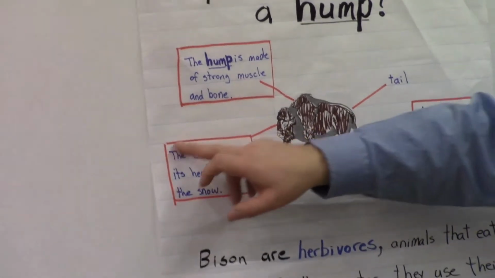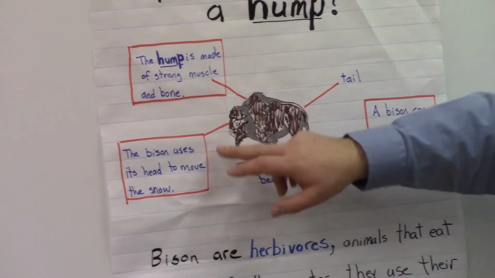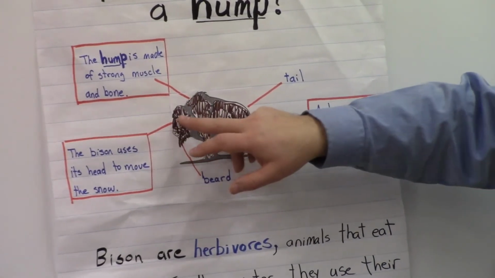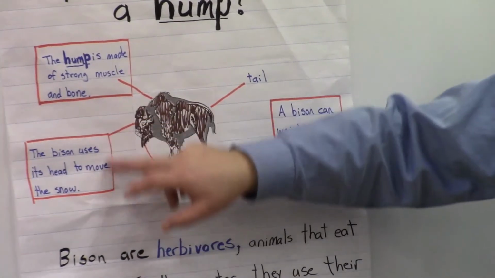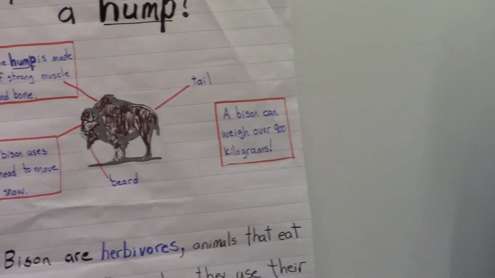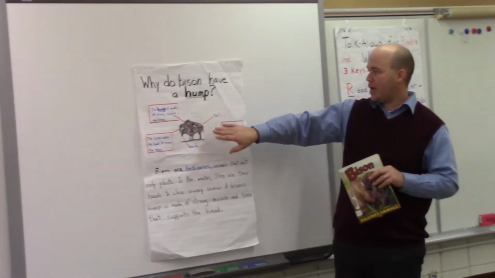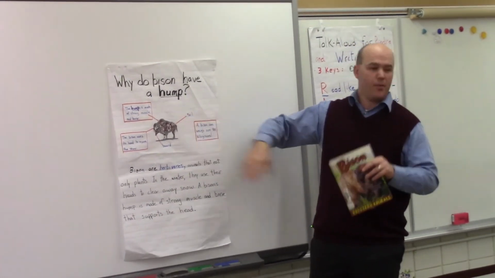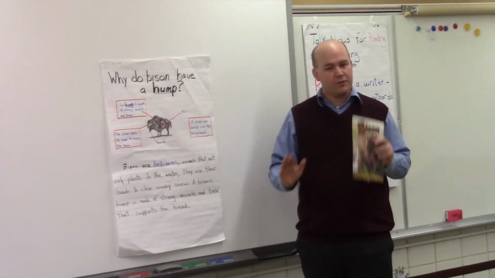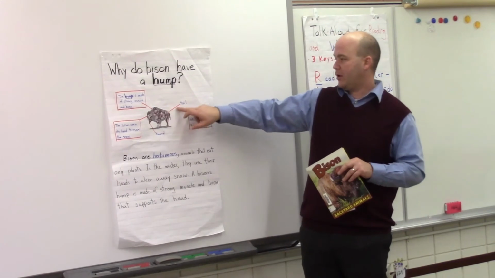And then down here, the bison uses its head to move the snow. That's an important thing that the bison does with its head, and the hump helps with that. So I wanted to put that in a text box as well. There are lots of amazing adaptations on a bison's body, so I pointed out a couple of other ones here with a label, but I didn't want to write too much up there, so I've just put the word there so you would know that this is called the beard, and over here is called the tail.